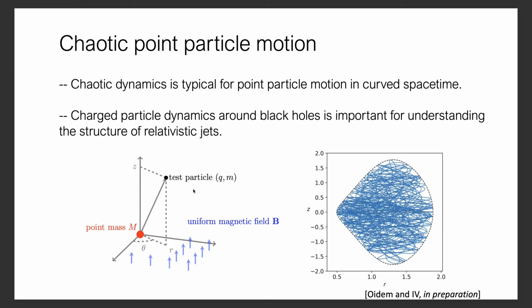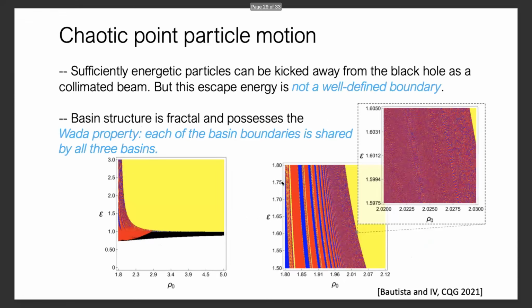This work that you're seeing here actually uses only a Newtonian center, so this is not in full relativity, but this was motivated by work that I had done earlier with a former master's student, Joshua Bautista. We published this work fairly recently, just last year. And in this work, we really considered a black hole that was immersed in a uniform magnetic field.